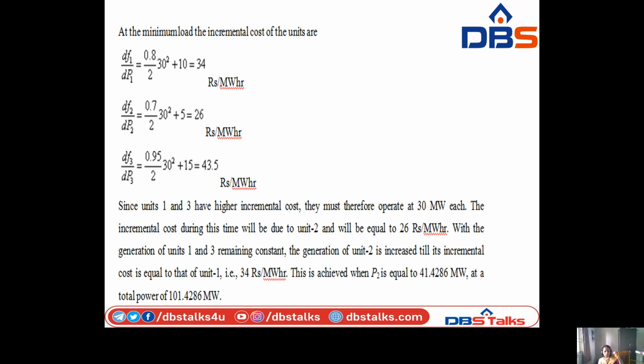Here the incremental costs will be high in the first and third units, and in the second unit it will be less. So you have to increase the second unit generation. Then 34 rupees per megawatt hour is achieved when P2 equal to 41.426. So then the total power will be 101.4286 megawatts.